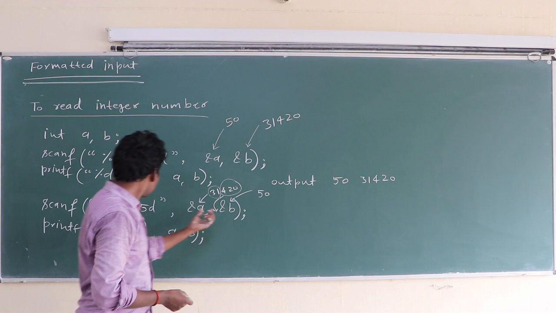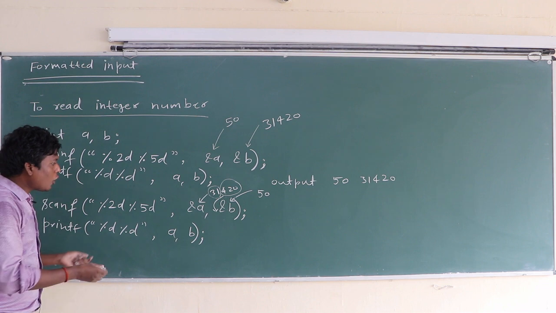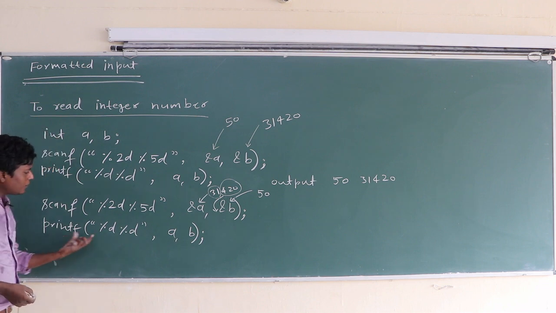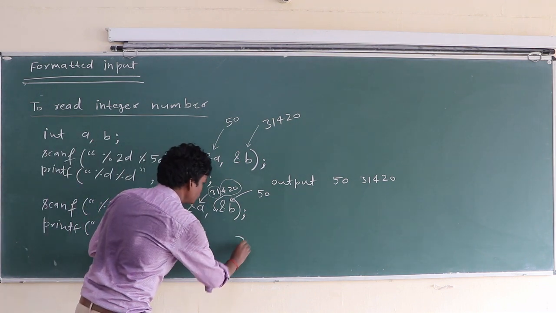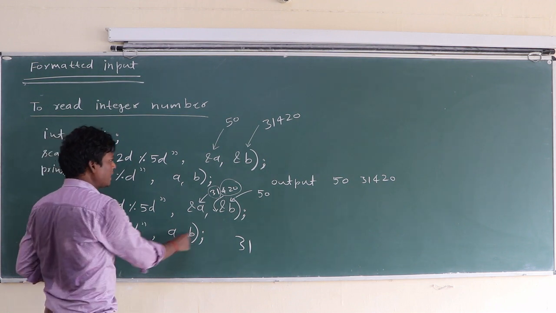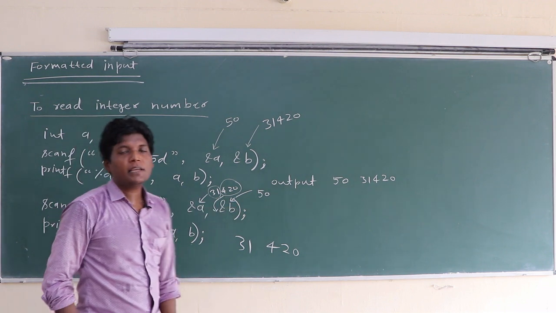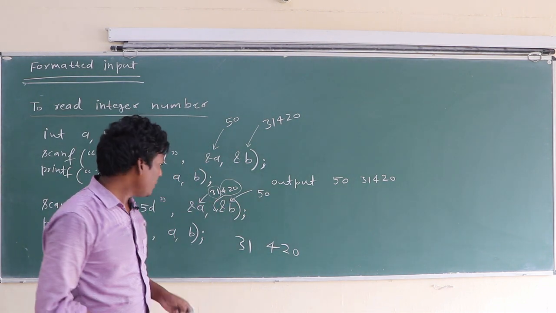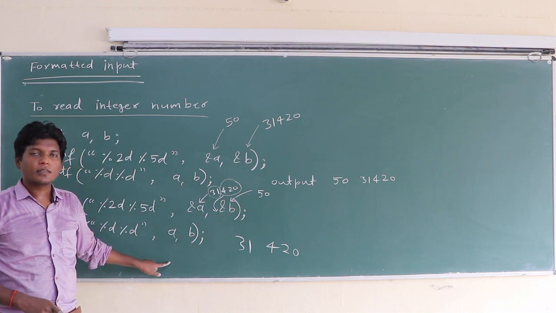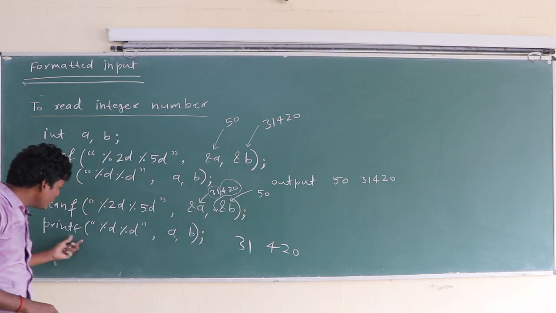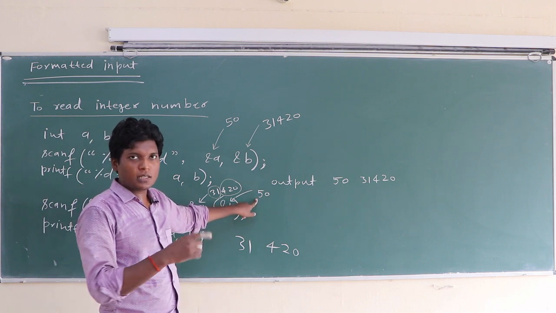The %5d does not receive this 50. So what will be the output? Printf: this %d prints a, this %d prints b. So a has value 31, so 31 is printed, and b has value 420, so 420 is printed, and 50 is waiting for another scanf. If you have another scanf in sequence, then it will receive 50 first, because it is waiting first in the sequence.